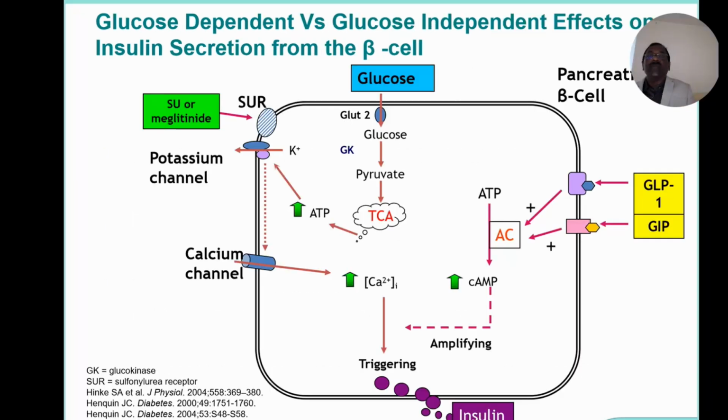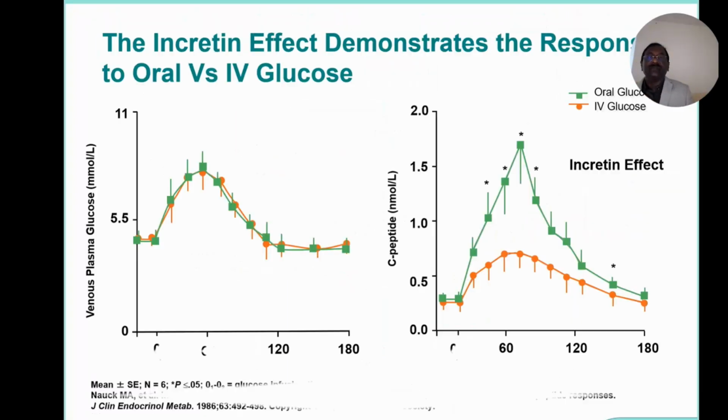Your sulfonylureas, meglitinides, glucose, the same thing. Same wherever they act on the beta cells, the same picture here. So this I already told you. What is this effect? Incretin effect. See here the first one. First one is glucose. Okay, your blood glucose. The second one is the incretin effect. Oral glucose causes more of incretin release.